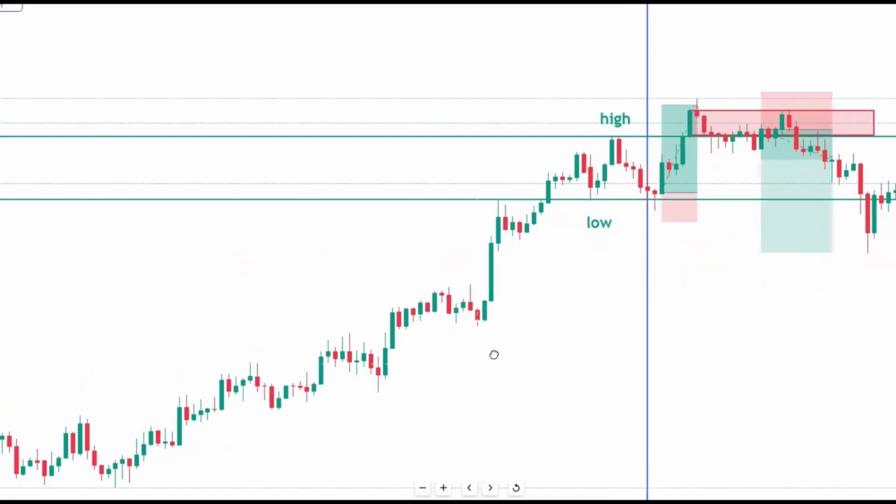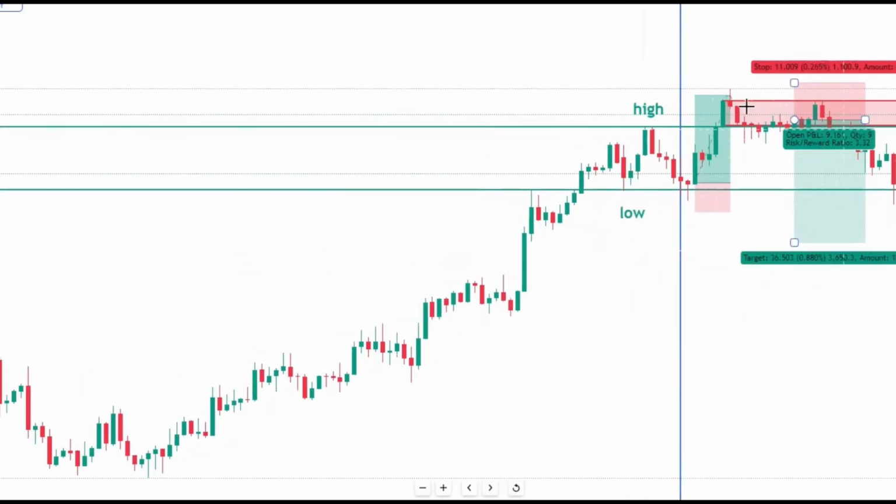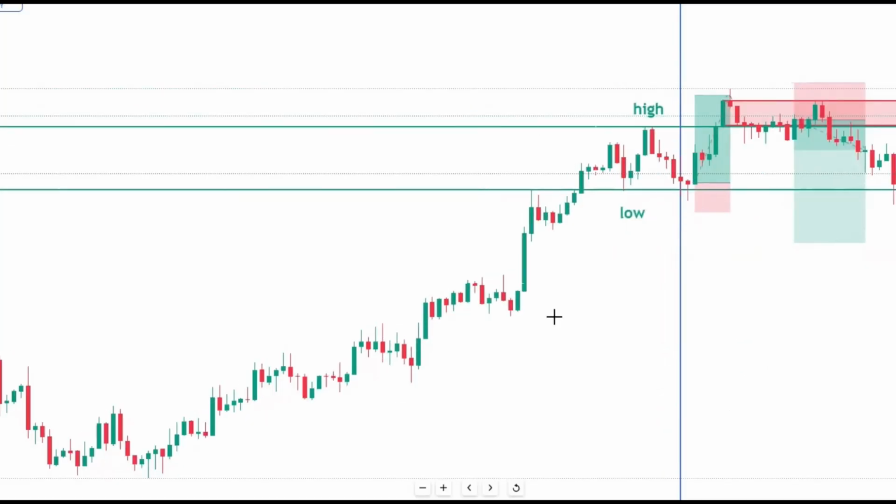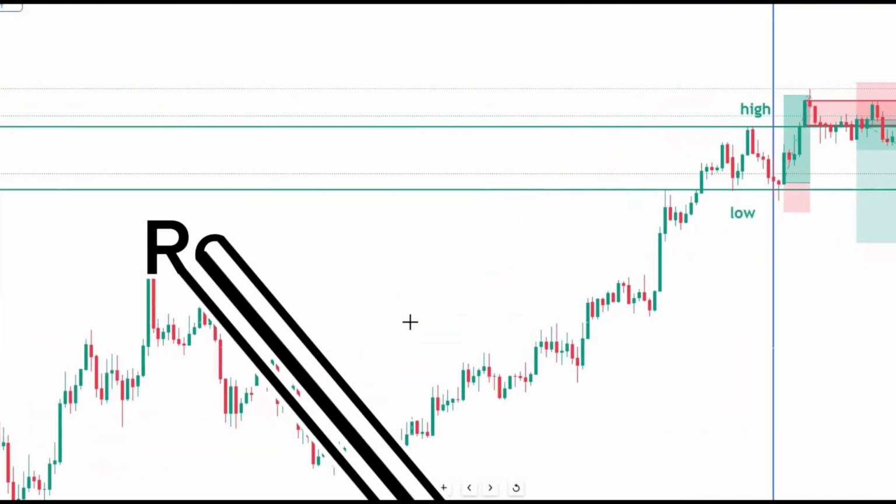So let's see if we can find another. So we would have gotten two there, two plausible ones that took place based on the simple structure of us grabbing the liquidity and then doing the market structure shift. So let's see, 8 p.m.